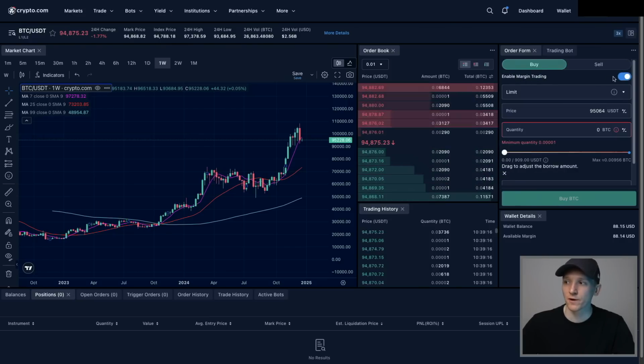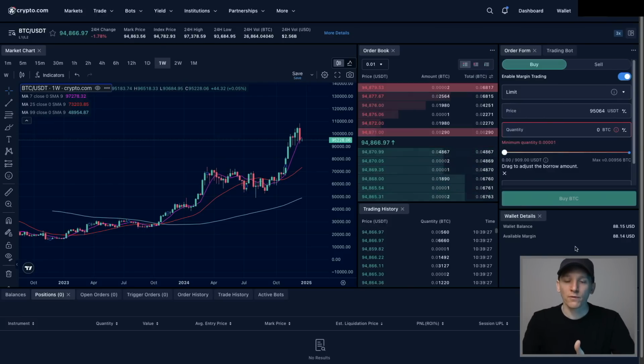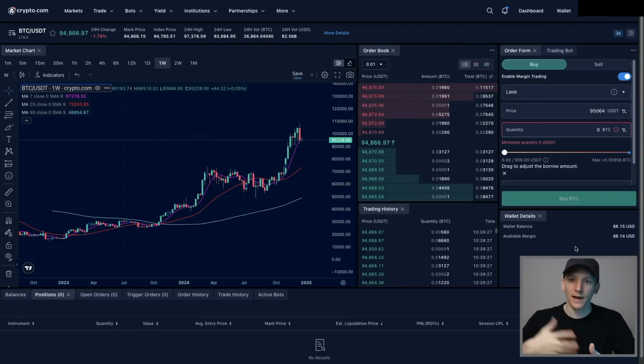But from here, we enable margin trading. And that means that crypto.com is going to give us leverage when we trade. And so what is that? Enable margin trading is when you can trade with more than the collateral that you have in your account, but you need some collateral in your account, and then crypto.com can let you trade with more than that.